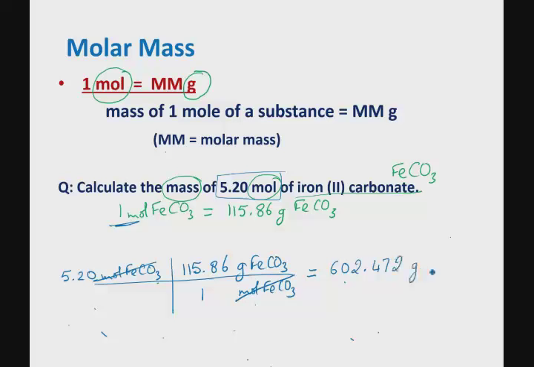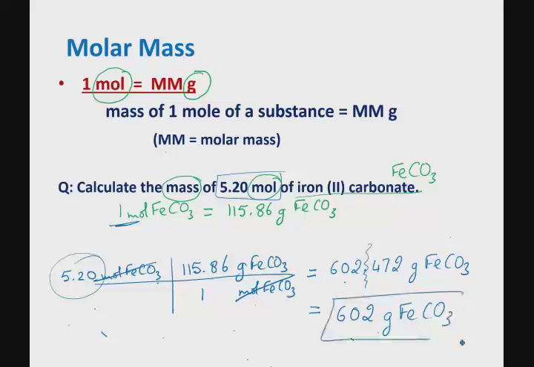When you calculate this, the calculator answer comes out to be 602.472 grams of FeCO3. Are we done? No, we are not. We do have to round the final answer based on significant figures of the measurements given. So in this case, we are given 3 significant figures, so we need to round to 3 significant figures, and this becomes 602 grams of FeCO3 as the final answer.